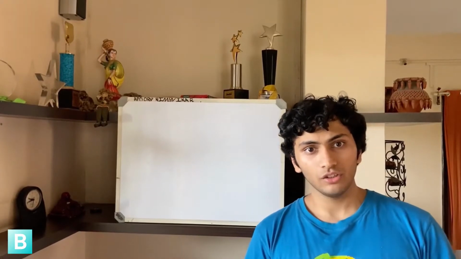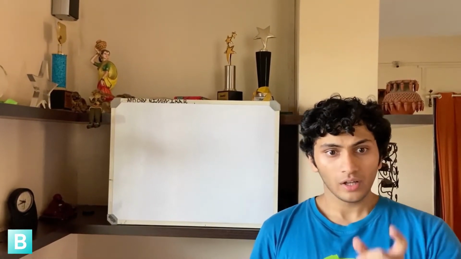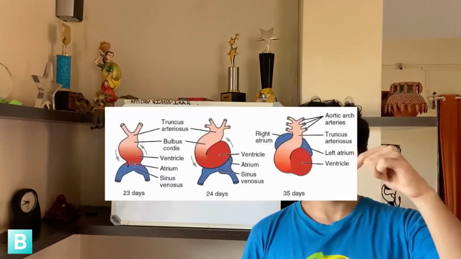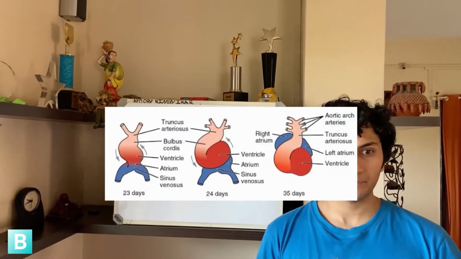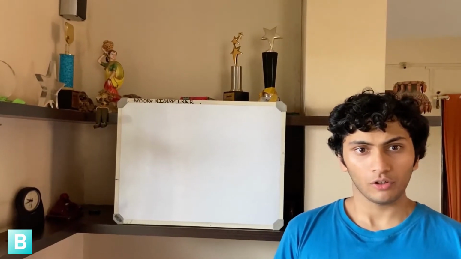Now, as we saw initially, the heart is in the form of a tube, but we know that this is not the final arrangement of the heart in the adult. The heart tube folds upon itself, as you can see in the diagram. There are some really nice animations that you can find on YouTube for this process.